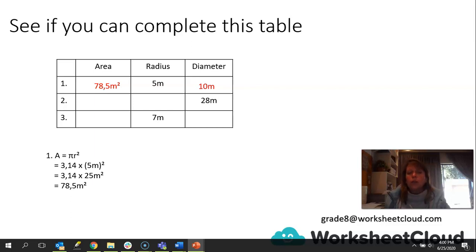Okay, so first of all, we've got the diameter. We want to halve that to get the radius. What is half of 28? It is 14. Okay, we now have the radius. We can now work with that to work out the area.